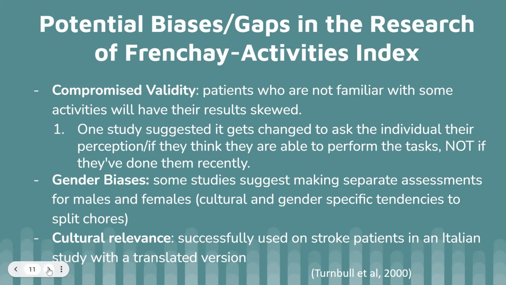There's also some observed gender biases. Some studies suggest making separate assessments for males and females because there's many cultural and gender specific tendencies to split chores. Like stereotypically, women tend to lean more into lighter housework and cooking and laundry, while men lean more towards heavier housework and household repairs. There is some cultural relevance of this test as well. It was successfully used in a stroke study in Italy, with a translated version of the test being administered.